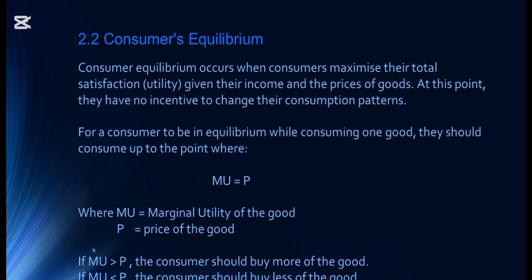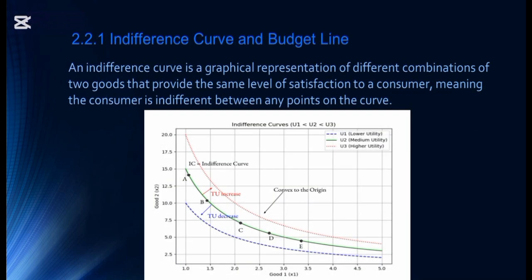Here we can see that if MU is greater than P, the consumer should buy more of the good. But when the MU is less than P, the consumer should buy less of the good. Now, let's see the next topic.